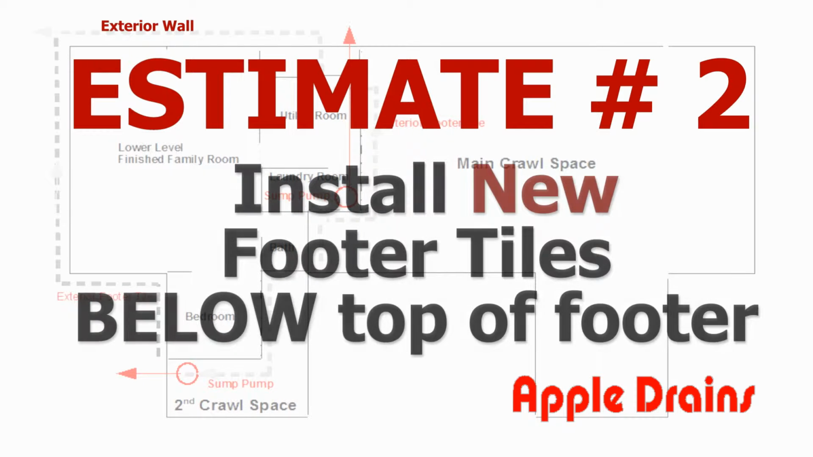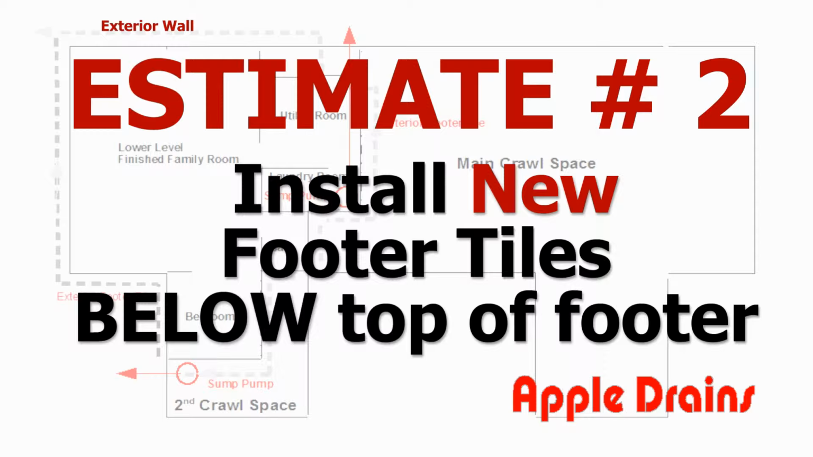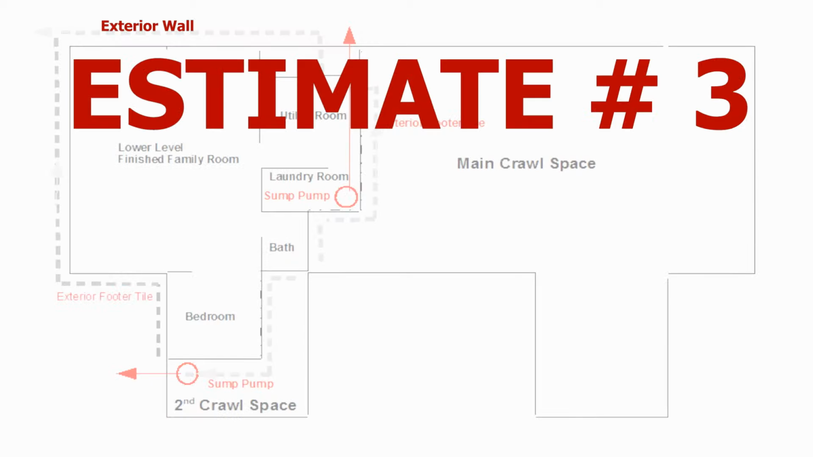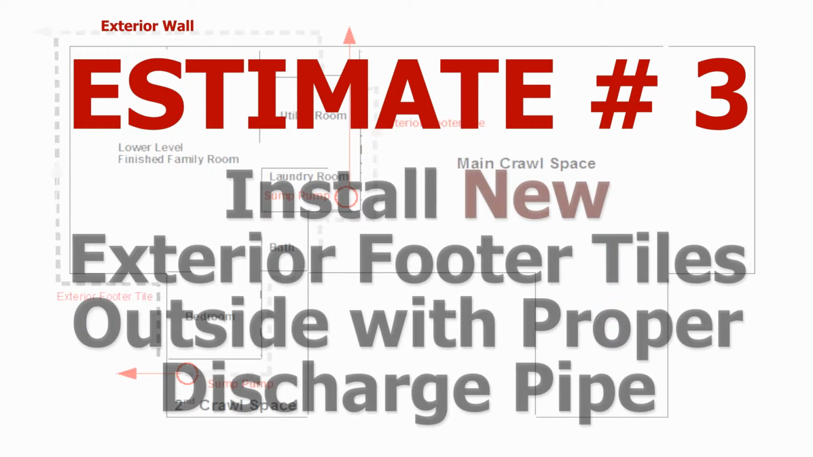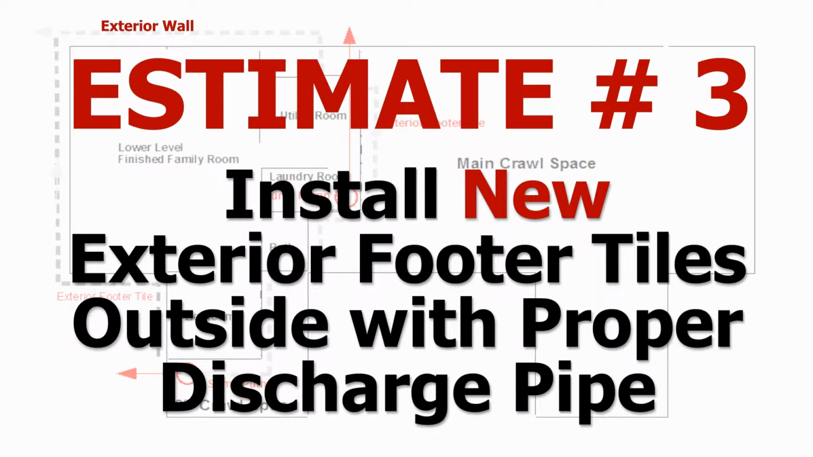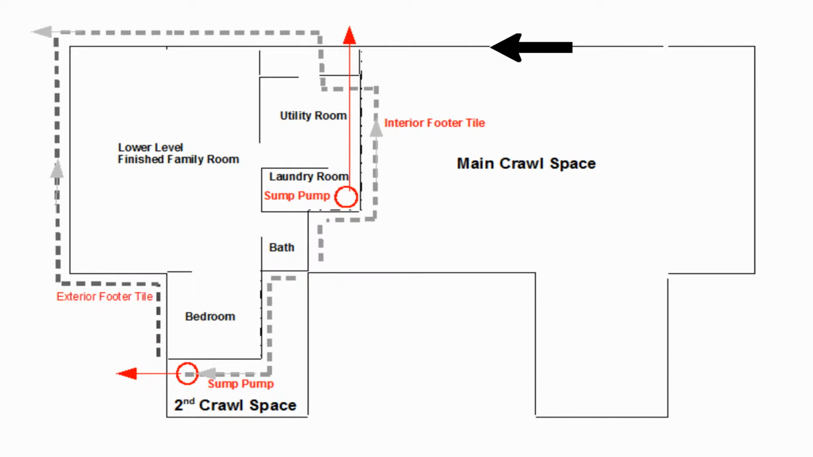Estimate number 2 is to install new footer tiles below the top of the footer so that the water under the floor can escape into the system and the sump pumps can take it out. Estimate number 3, install new exterior footer tiles outside with proper discharge pipe. The exterior footer tiles help protect the basement from water moving from the outside wall and coming through the wall or under the floor. So let's review the things we need to do.